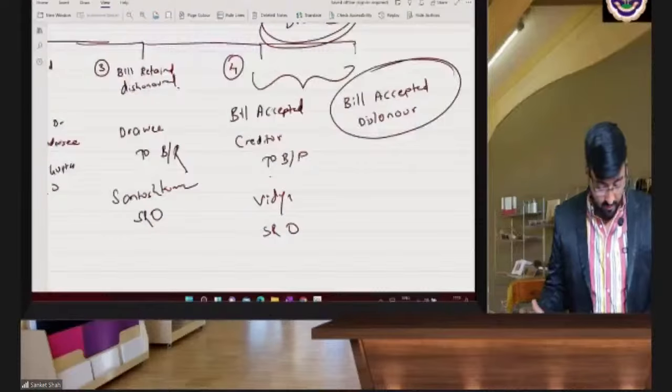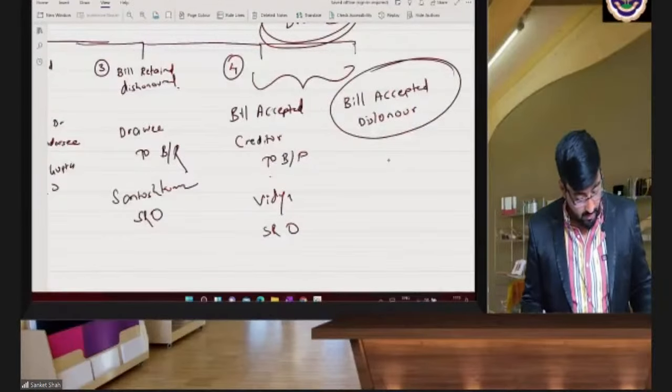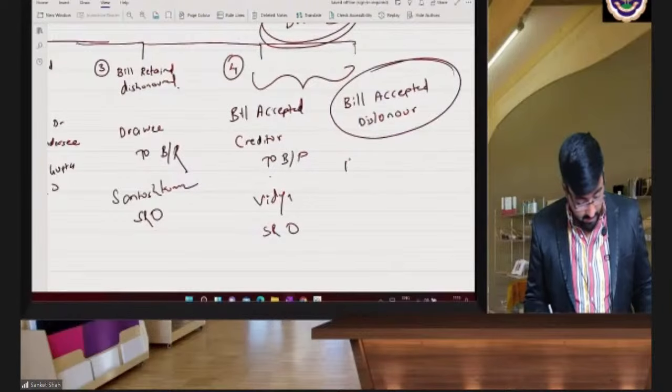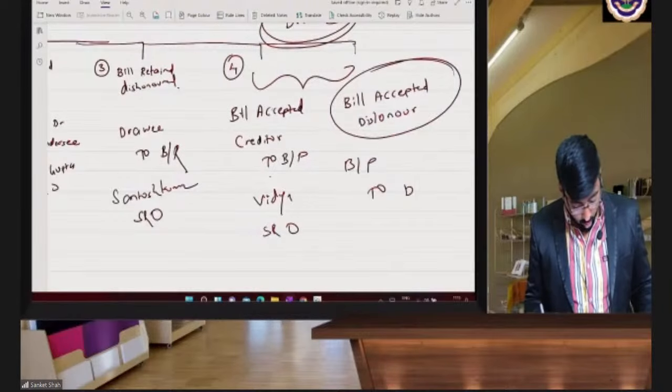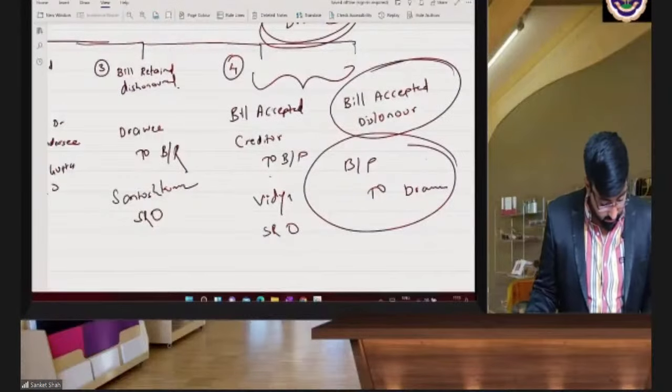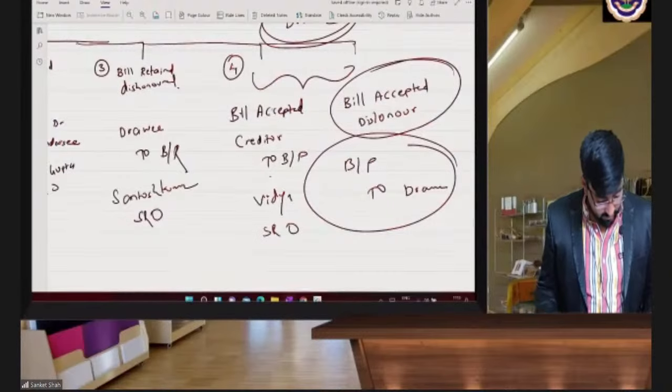And last entry is drawers to bills payable. Who answered it very fast? Drawers. No, wrong entry. So it is bills payable to drawer. Bills payable to creditors. Who answered very fast? Last answer. Bills payable to creditors. Yes, Sumanji.